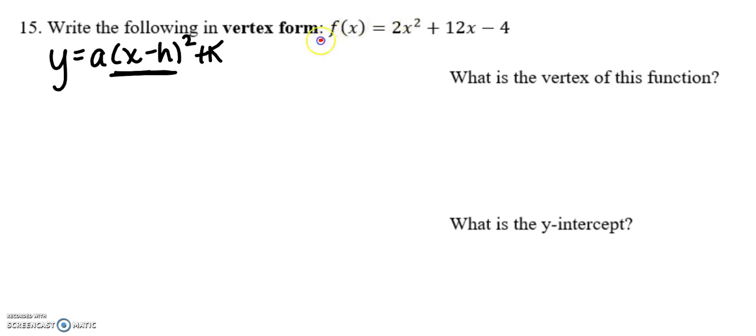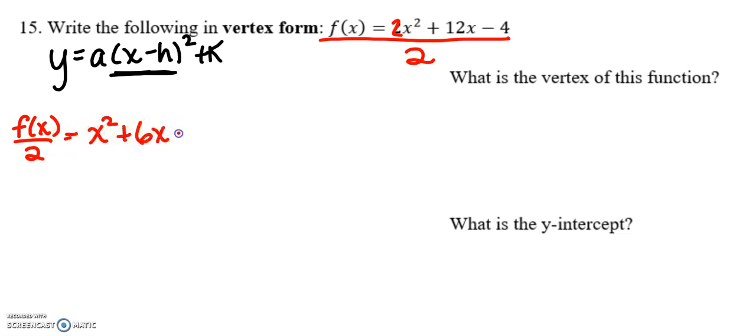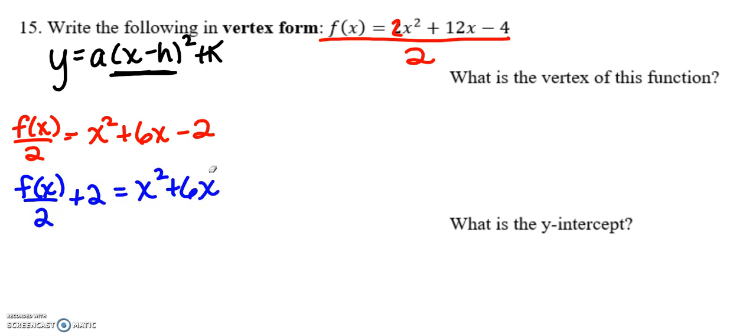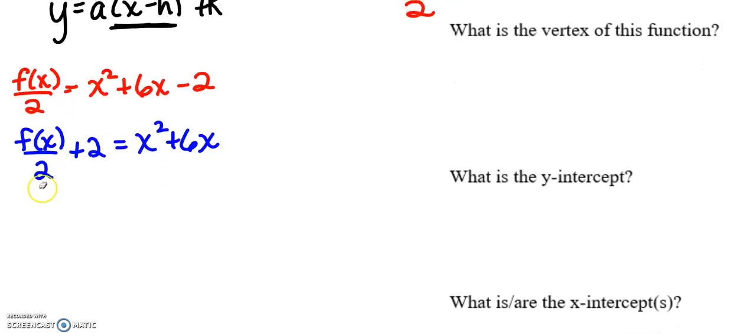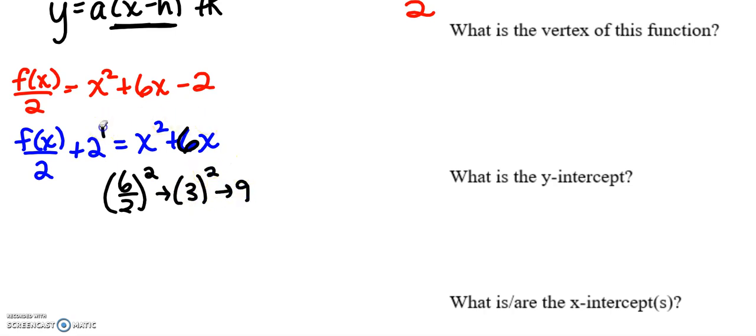So step 1 in completing the square, divide everything through by your leading coefficient, which would have been 2. So I get f of x over 2, because I don't know what that is, equals x squared plus 6x minus 2. The next step is to move your constant term to the other side. So f of x over 2 plus 2 is equal to x squared plus 6x. The next step is when we actually complete the square. So I'm going to take half of my b value, and I'm going to square it. So that would have been 3 squared, which is really 9. So I'm going to add 9 on this side and add 9 on this side.